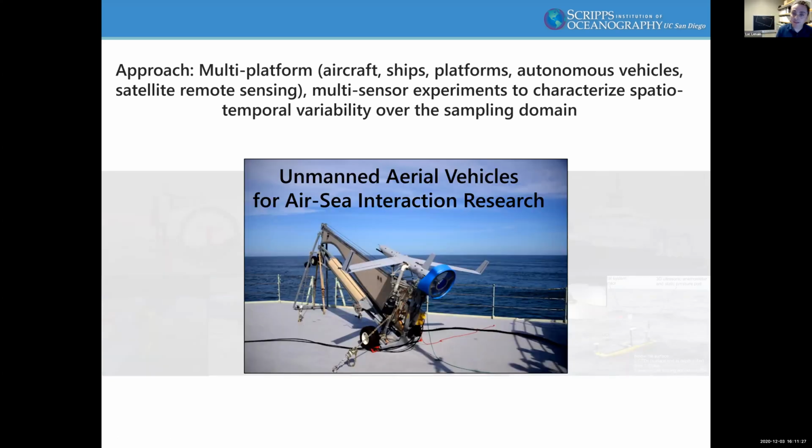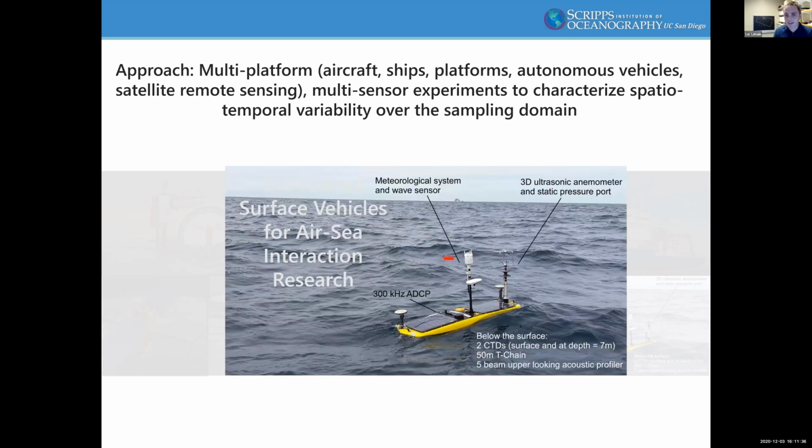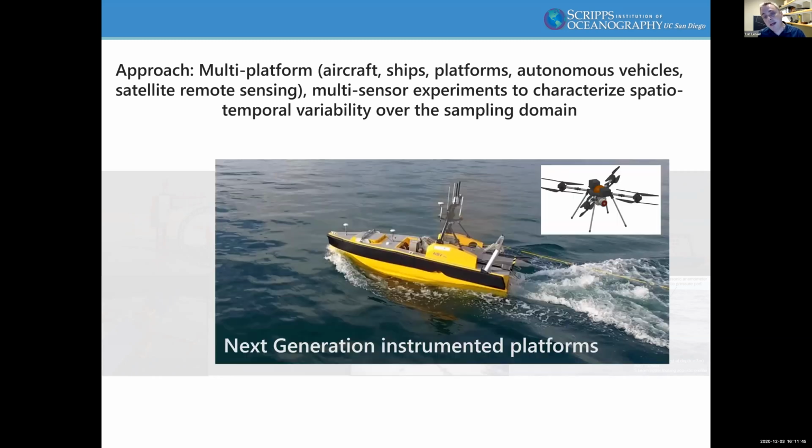I'll start with the unmanned aerial vehicles. I'll give some motivation on how we transition from manned aircraft research to unmanned aerial vehicles, as well as surface vehicles. We have a fleet of wave gliders that we've been operating for a number of years now. They've been a very successful program, and I'll also cover some of the new platforms, kind of next generation platforms that we have been developing very recently and that are coming up to speed now.